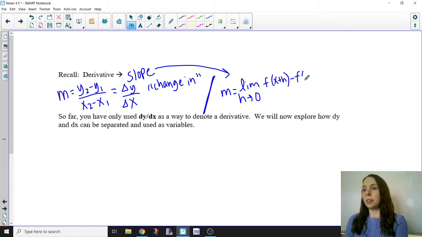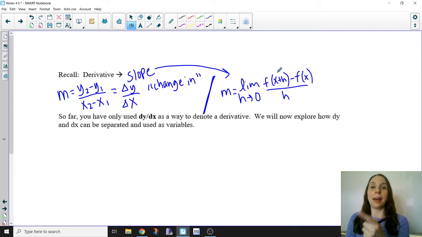Does this look familiar? It's been quite a while since you've seen this, right? We're not working with this limit again, just so you know. If you're thinking, oh no, I am not going back to that again, no, we're not. But I'm going somewhere with this. Or we could shorten this to dy over dx.